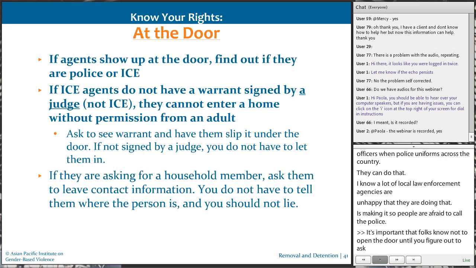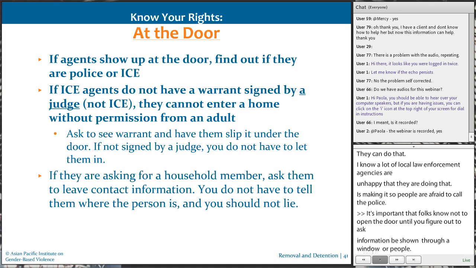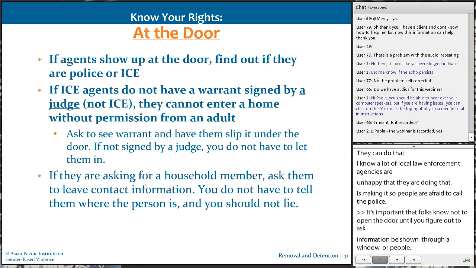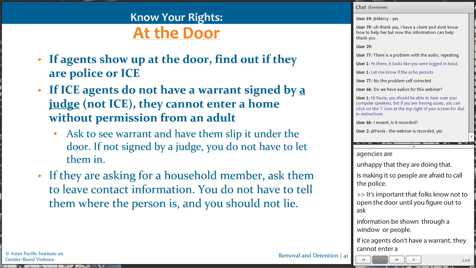If ICE agents don't have a warrant signed by a judge, they cannot enter a home without permission from an adult. So again, like I said, ask to see the warrant, have them slip it under the door. If it's not signed by a judge, you don't have to let them in. So I want to flag this for you.